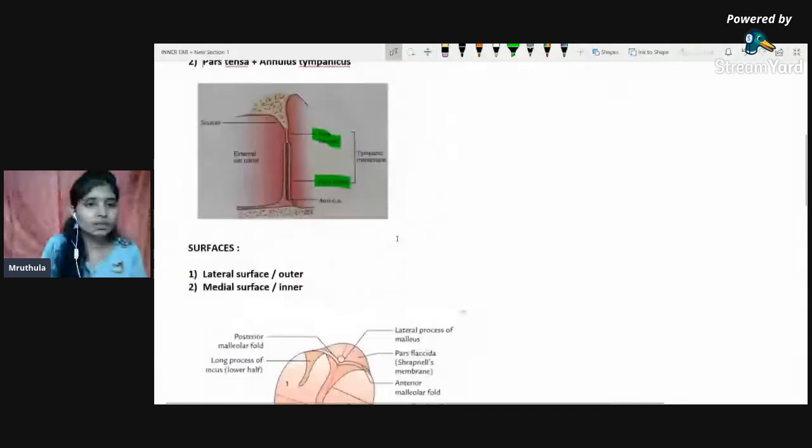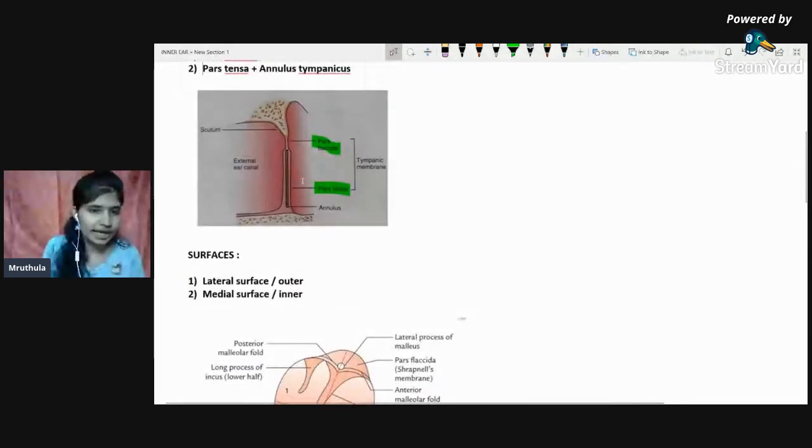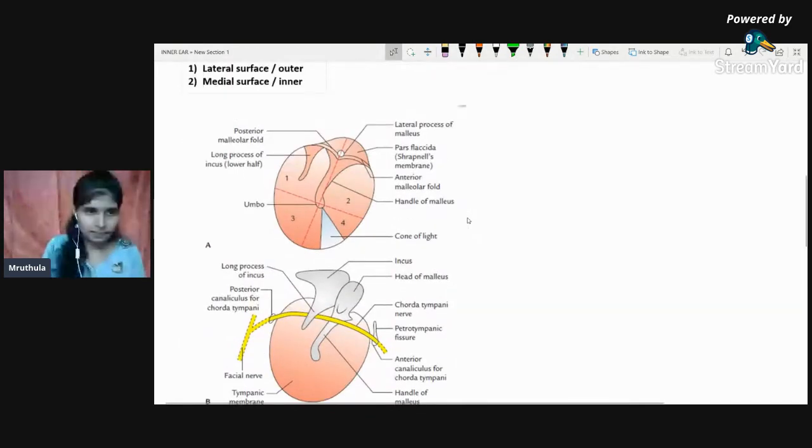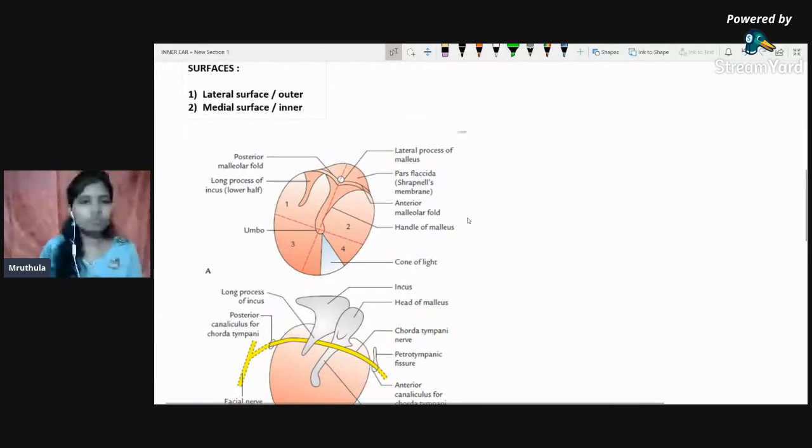And one more thing on the inferior aspect, particularly in the diagram, if you see, the pars tensa gets condensed to form the structure called annulus tympanicus. Okay, that's what you see here. Right, that's about the parts. Now let us see about the surfaces of the tympanic membrane. There are two surfaces. Now let's come back to the scenario. You're standing in front of the big door of the tympanic membrane. What you're seeing now is from the outer aspect, the lateral surface. So let's appreciate the features now.